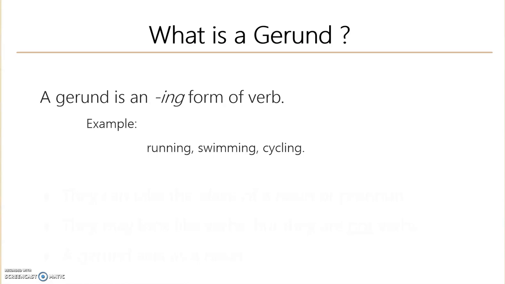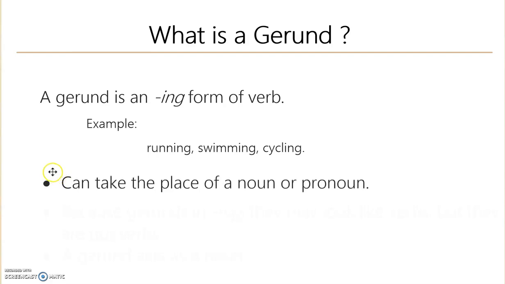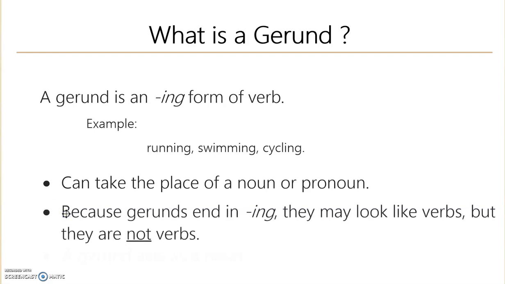What is a gerund? A gerund is an ing form of a verb. The examples below are gerunds. They end in ing. Running, swimming, cycling. So, a gerund can take the place of a noun or pronoun. Also, because gerunds end in ing, they may look like verbs, but they're not verbs. They actually act as a noun.